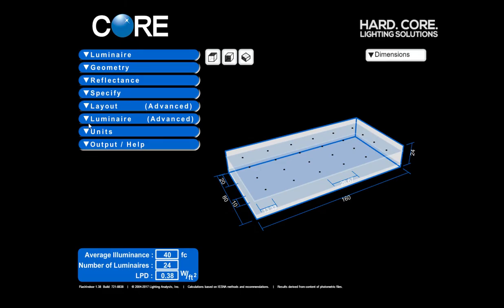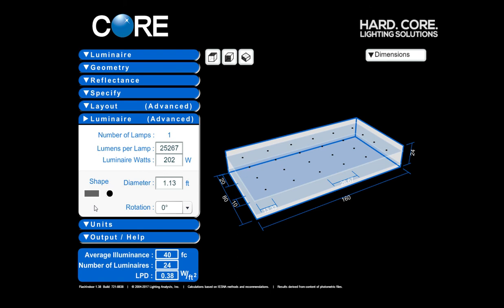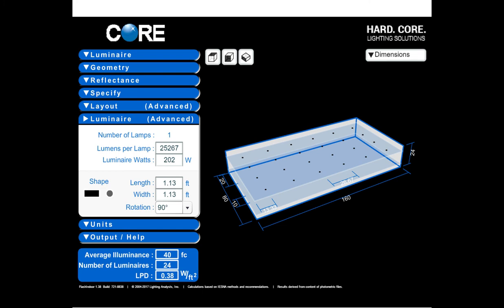The Luminaire tab reiterates what you have, how many watts and how many lumens are in each fixture. If you were using a rectangular fixture, you could change the shape, and also it would change the rotation should you want the fixtures going east-west versus north-south.